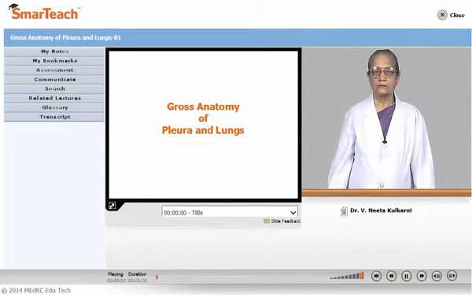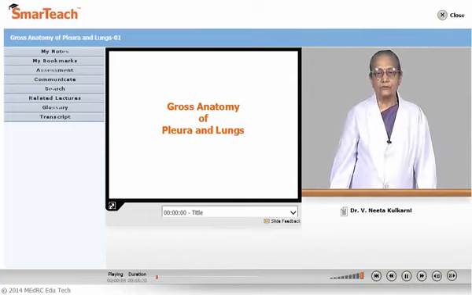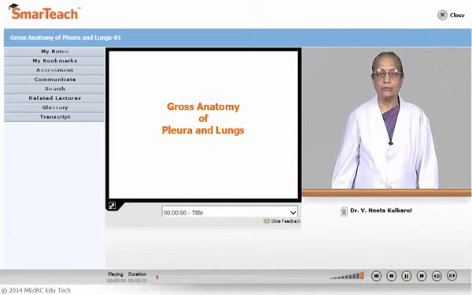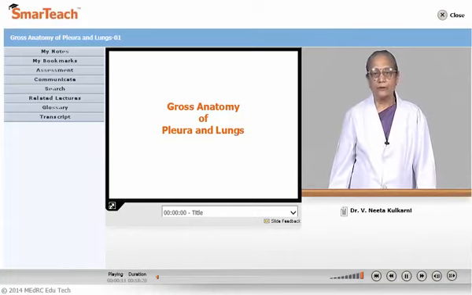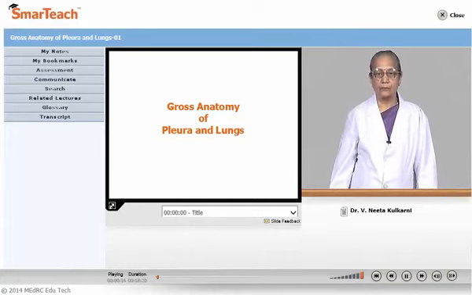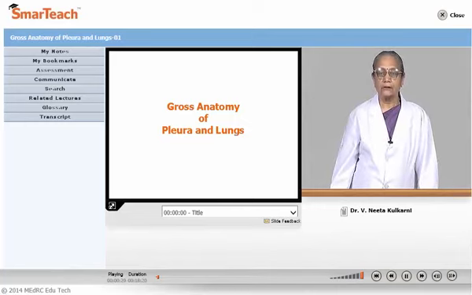Hello students, let us learn today about the gross anatomy of the pleura and the lungs. The gross anatomy of the pleura and the lung is a very fascinating topic because it is clinically a very relevant topic.